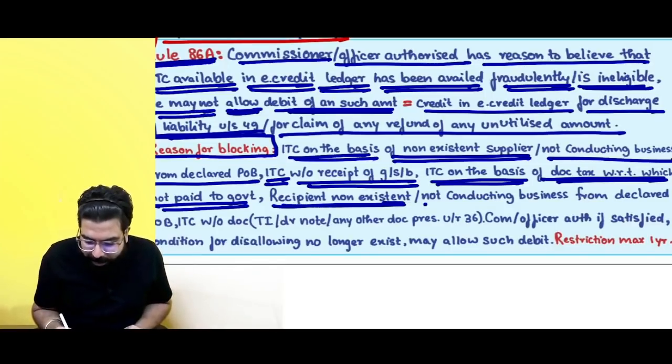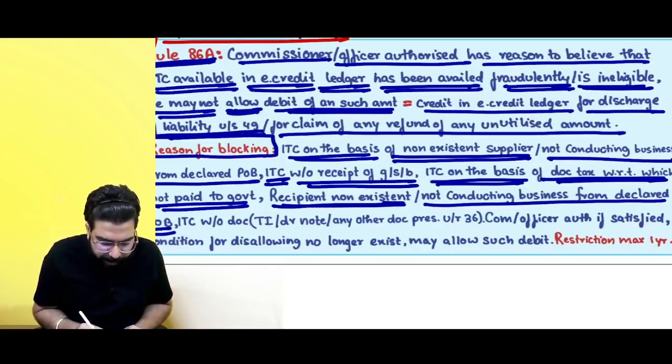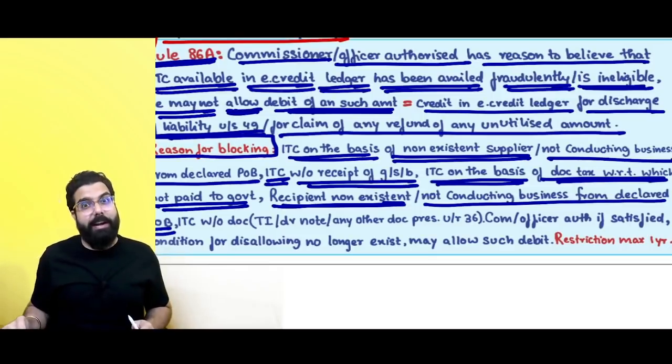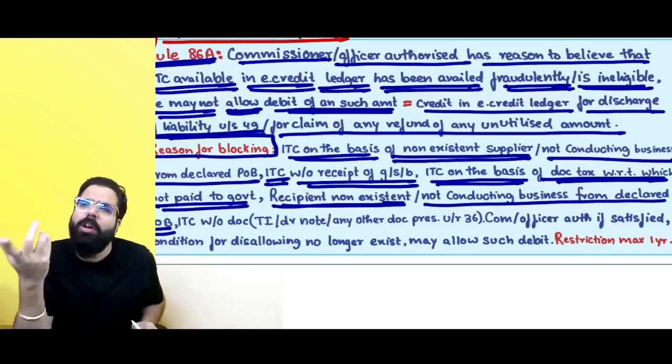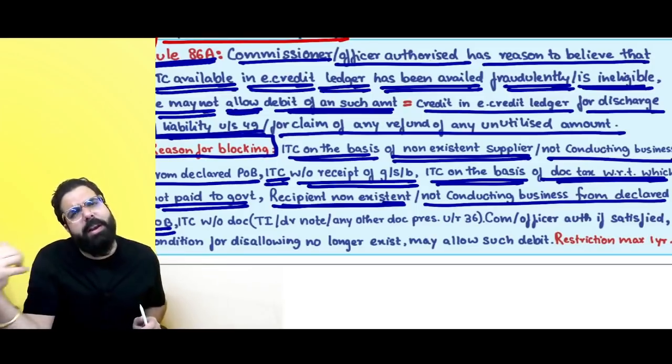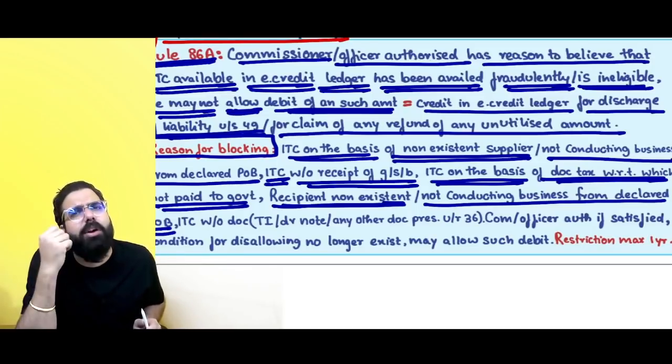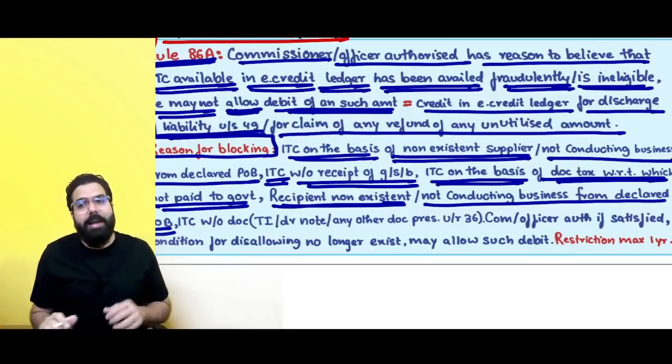Recipient non-existent or not conducting business from the declared place of business. I am taking the credit. The officer went to my place of business and he's saying, Ramesh, you are taking credit also, you are filing returns also. But when we went to see your place of business, you are not there. He will block my credit.